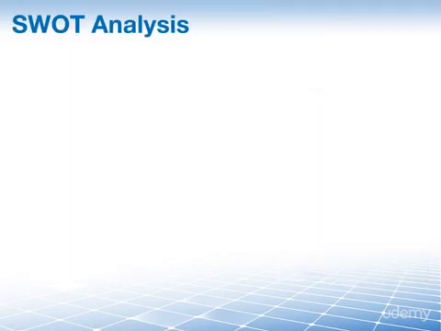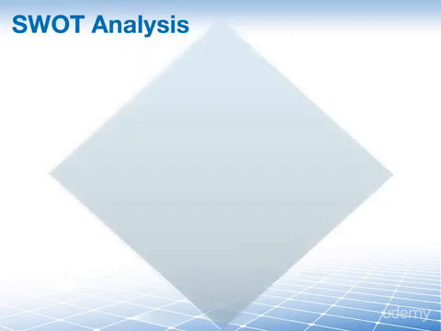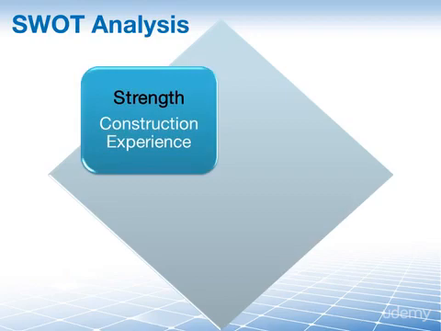Our final analysis technique is called the SWOT analysis, which stands for strengths, weaknesses, opportunities, and threats. SWOT. This analysis is the process of examining the project from each of these four characteristics. For example, the SWOT analysis for a construction project of a commercial building complex may look like this. Strengths. We have a lot of construction experience in our company.